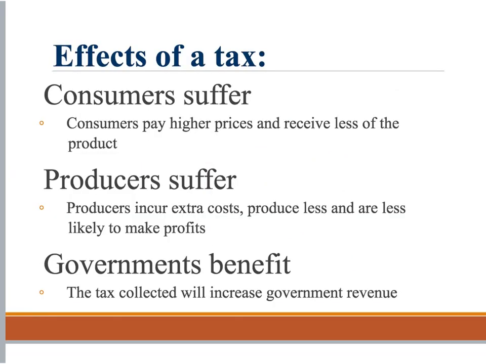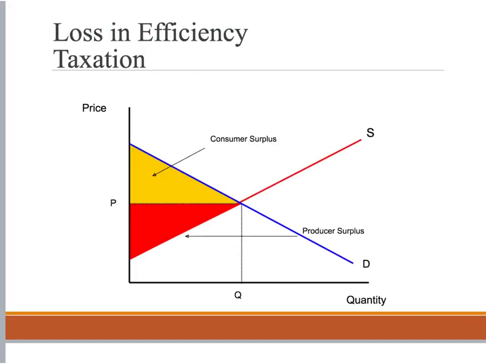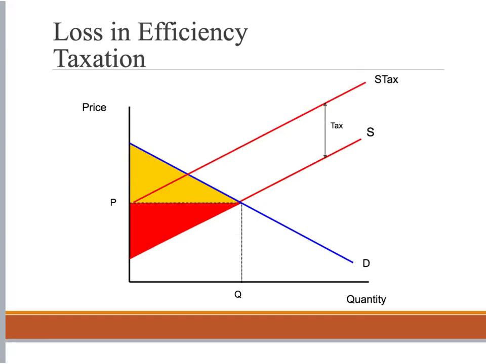The only beneficiary of a tax in the immediate short run is government, as the tax collected will increase government revenue streams. So let's break this down step by step. Here we have a free market situation where equilibrium is reached and producers and consumers are benefiting equally from their market interaction. Then the government decides to impose a tax.